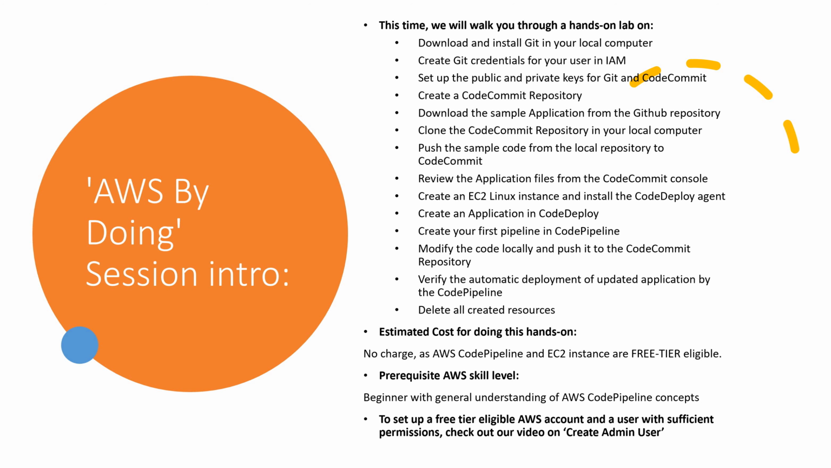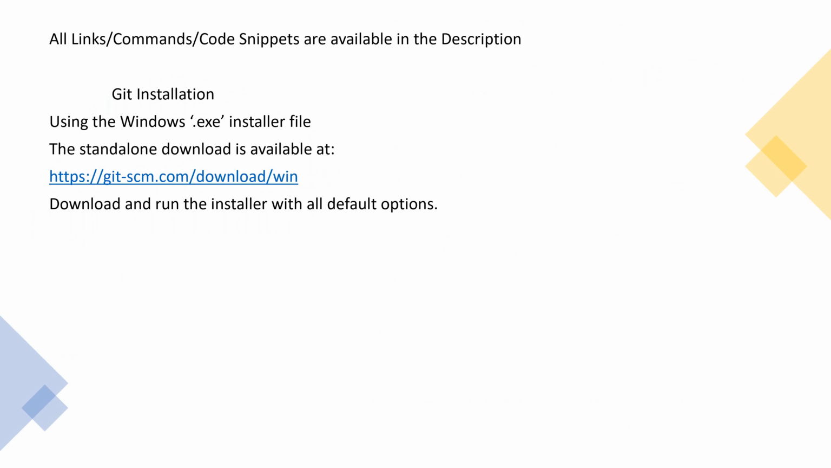In this hands-on, you use CodePipeline to deploy code maintained in a CodeCommit repository to a single Amazon EC2 instance. Your pipeline is triggered when you push a change to the CodeCommit repository. The pipeline deploys your changes to an Amazon EC2 instance using CodeDeploy as the deployment service. The pipeline has two stages, a source stage called Source for your CodeCommit source action and a deployment stage called Deploy for your CodeDeploy deployment action. All the links, commands, and code snippets used in this hands-on are available in the description below.